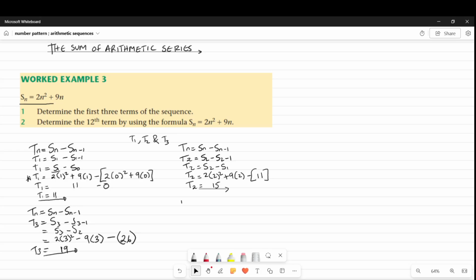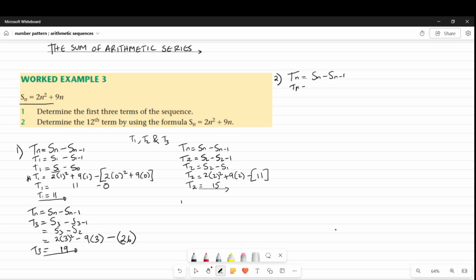Now they said determine the 12th term by using the formula Sn is equal to 2n squared plus 9n. Same formula over here. They just want you to find T12 now. This was question number 2, and that was question number 1. We're going to say Tn is equal to Sn minus Sn minus 1.